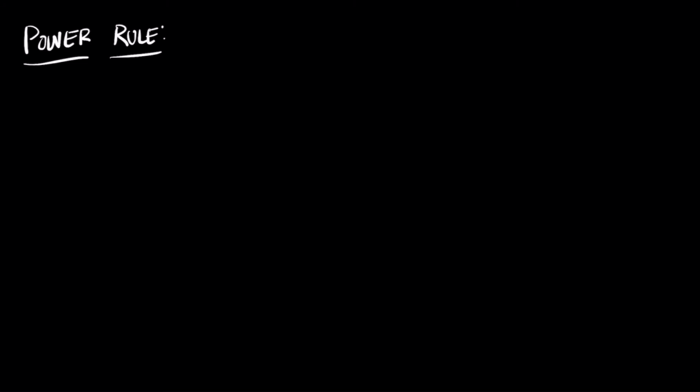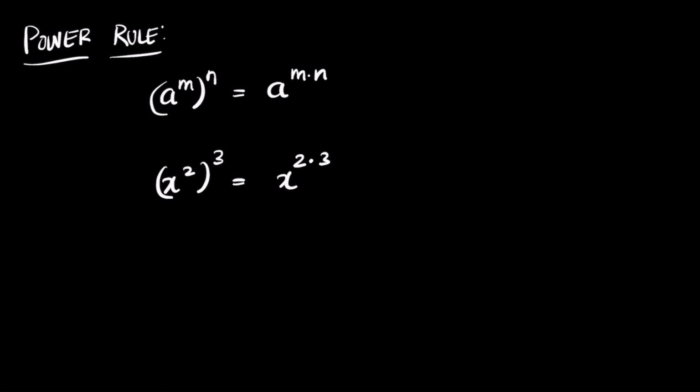Next, let's discuss the power rule of exponents. The power rule basically states that when you raise an exponent to another exponent, you take the product of the exponents. For example, if you want to find x square whole cube, it becomes x to the power 2 times 3, which is x to the power 6. This is the idea behind the concept.